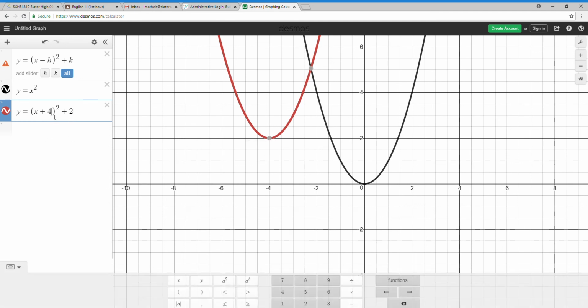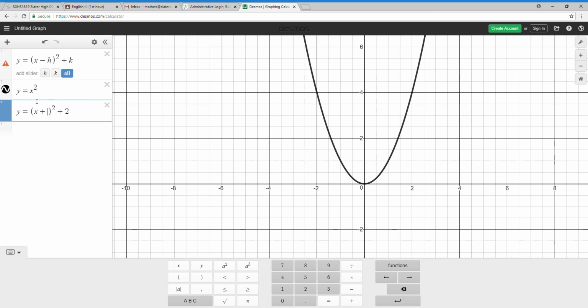There is my vertex. So adding to the x within these parentheses is going to move it left or right along this x-axis. It's going to move it opposite of the sign that you're putting in. So if you add plus 2, you'll see that it moves it to the left 2. If you add minus 2, you'll see it moves it to the right 2, so on and so forth. Adding a number outside of these parentheses will move it up or down.